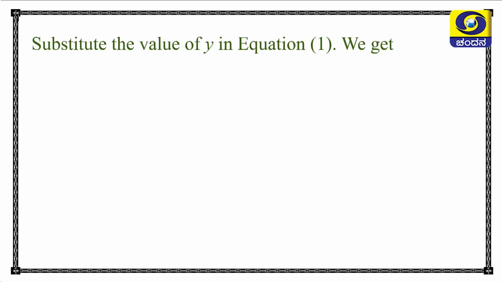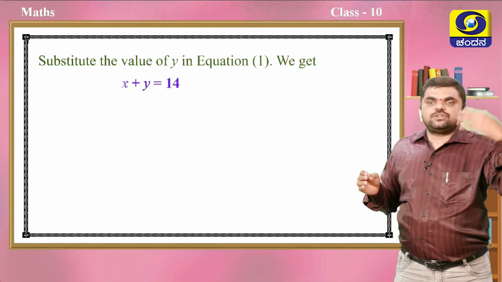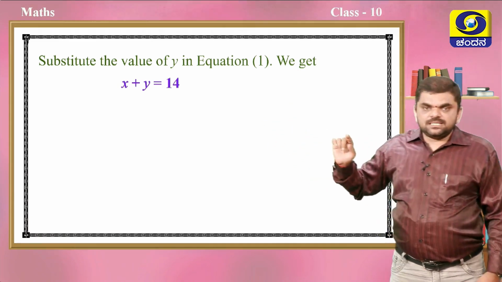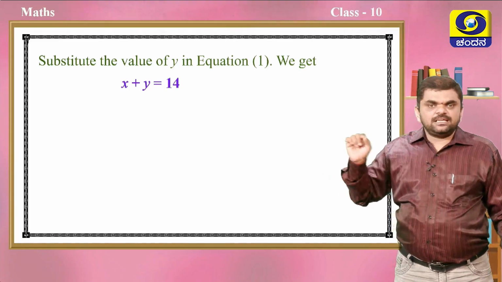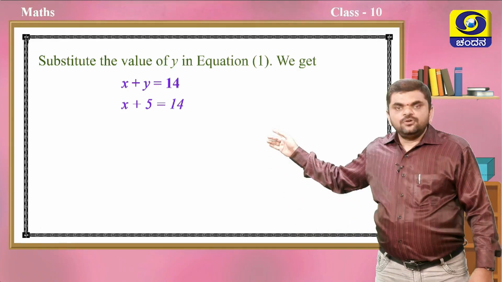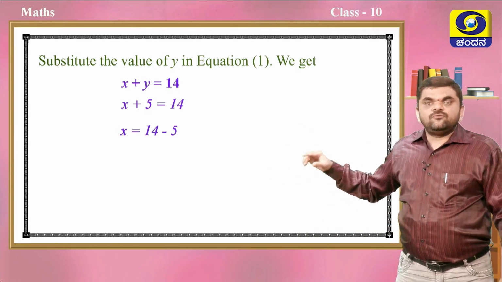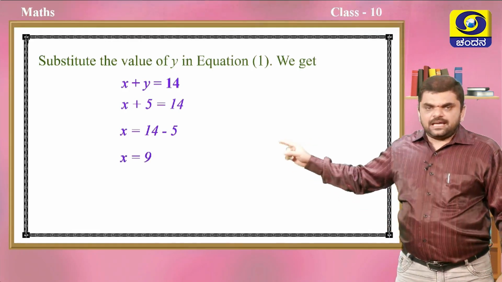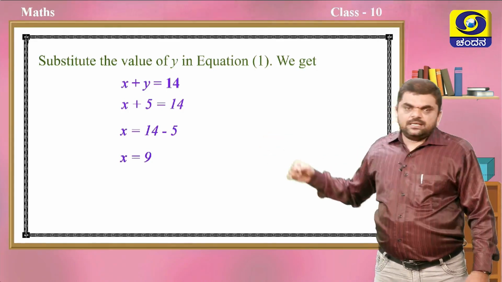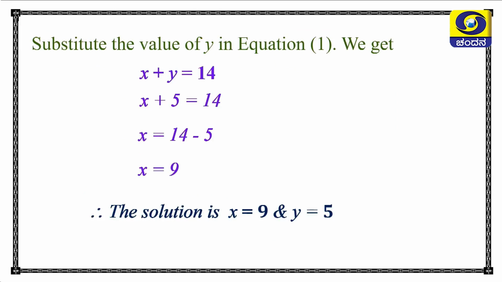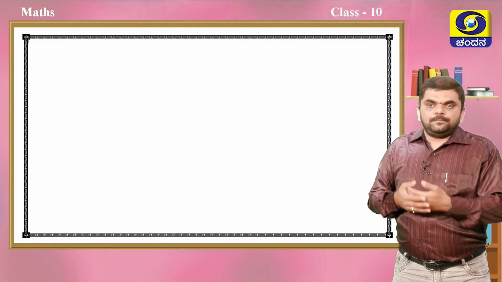Now substitute the value of y in equation number 1, that is x plus y is equal to 14. In the place of y, we are going to put the value of y, that is 5. X plus 5 is equal to 14. Transfer 5 to the right side. We will get x is equal to 14 minus 5, that is x is equal to 9. The solution of these equations is x is equal to 9 and y is equal to 5.